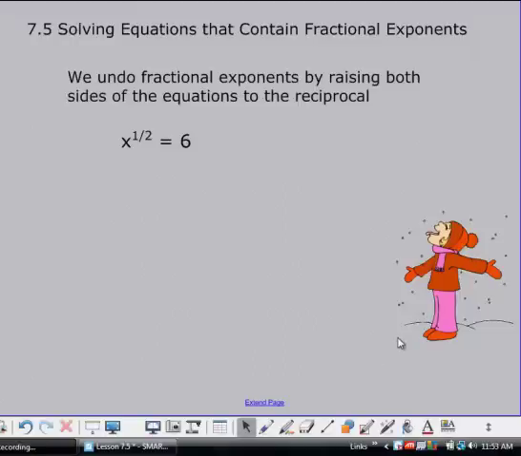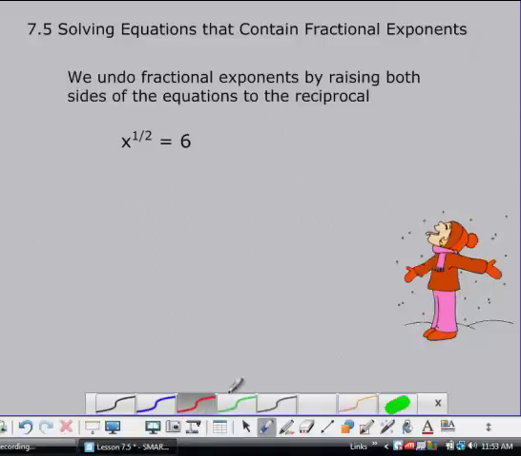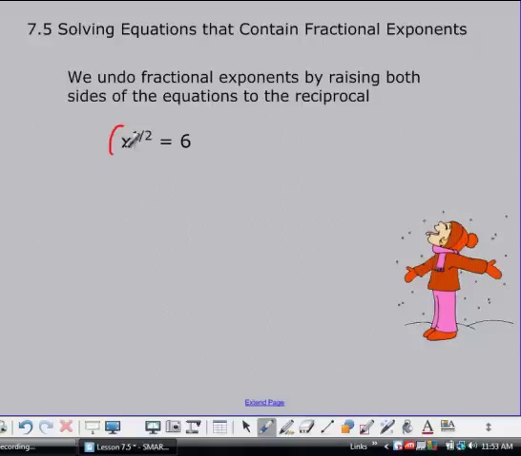Okay, today we're going to start solving equations that have fractional exponents. And it's a really simple process to do. We just undo the exponent. For example, we know that to the 1/2 power means square root. So how do you undo a square root? You undo a square root by squaring. So I would square both sides here, and the answer would be obviously 36.